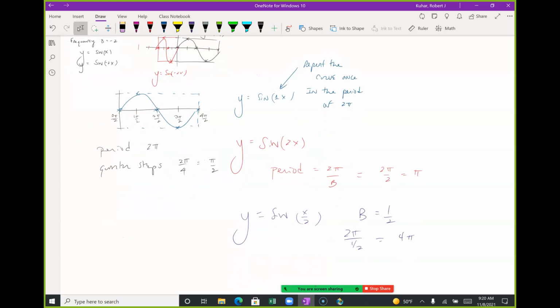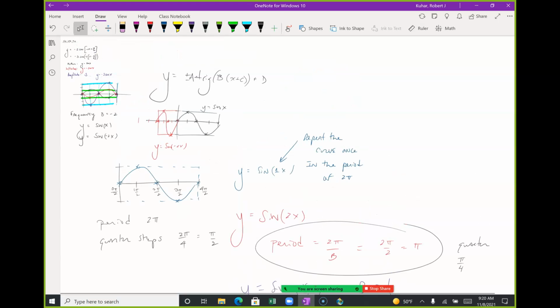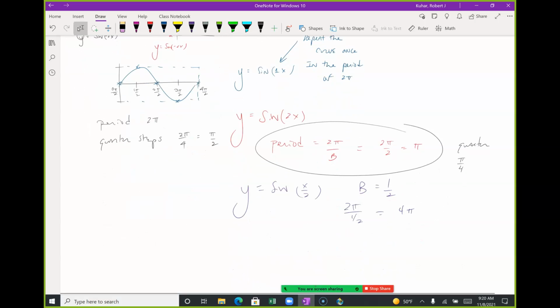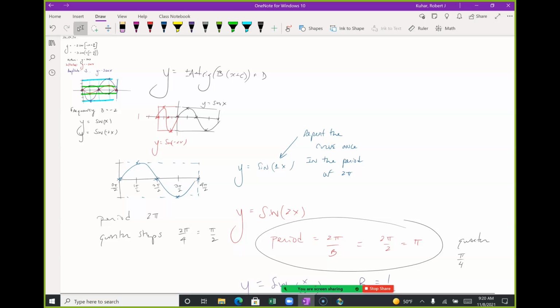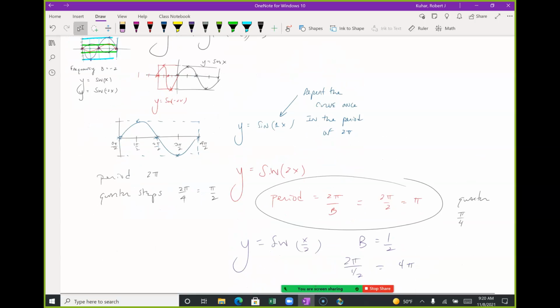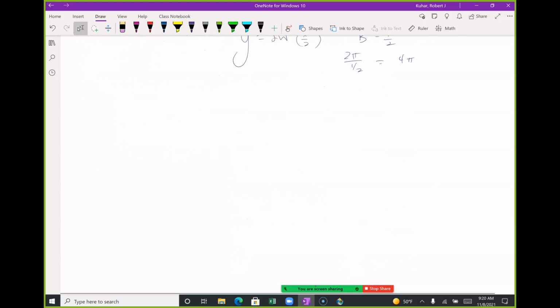We're talking about over here, right, where the period is pi. So the quarter step would be pi over 4. So I have that one. Where do I have that one? I didn't do that one yet. Sorry. So let me just do it over real quick. Right? Y equals sine of x. Let me get a new page.